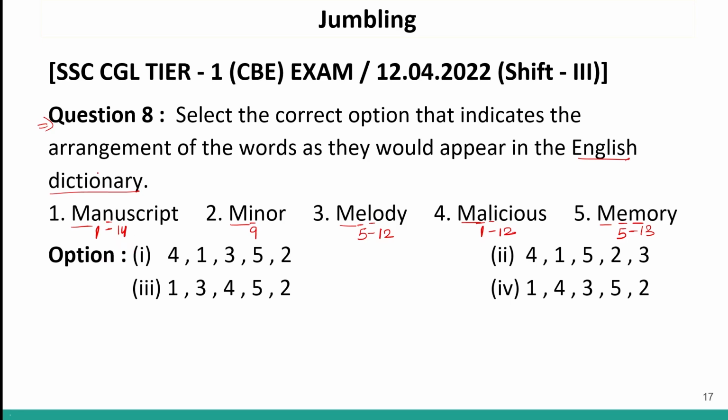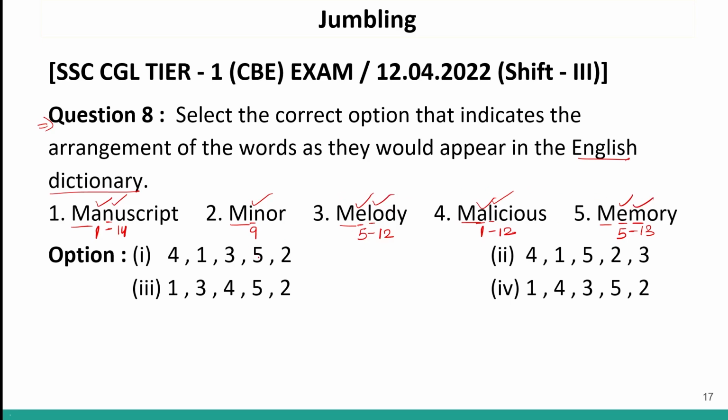So first we looked at the first letter M, which was common. Then we looked at the next letters over here, A, I, E, A, and E. Then we looked at the next letter after A in manuscript, which was N, which was 14, and over here we had L, which was 12. Similarly, we looked at a letter after E in melody and memory, which was L 12 and M 13.